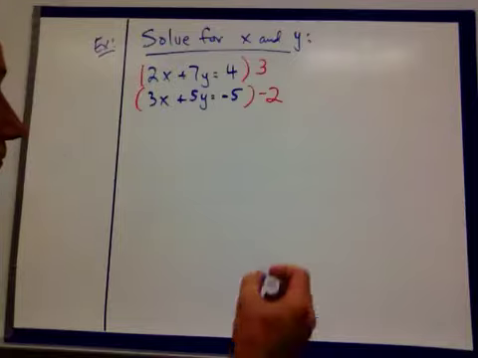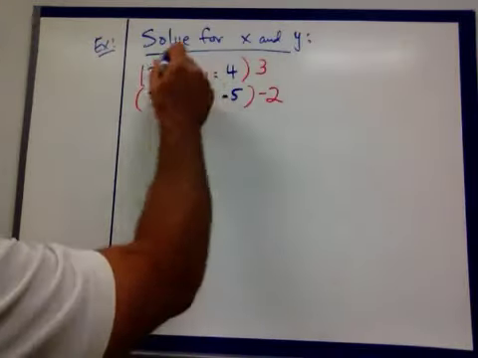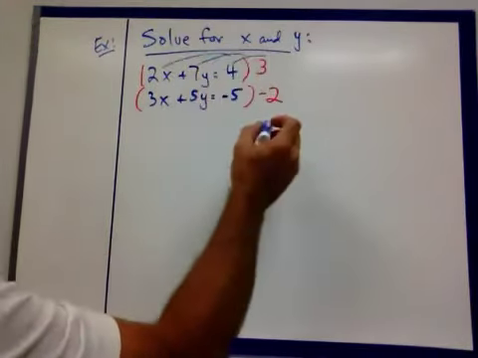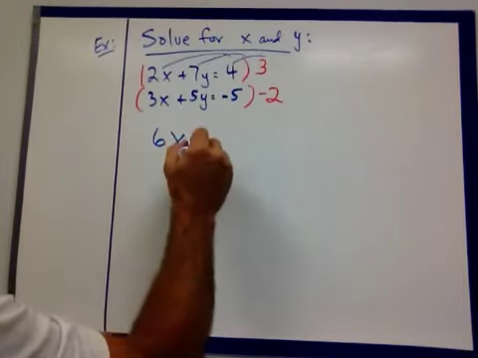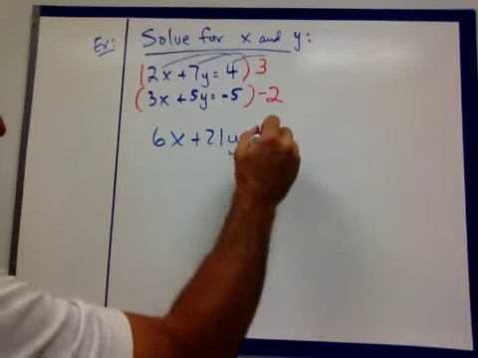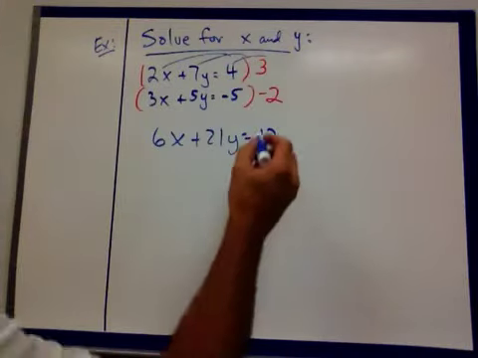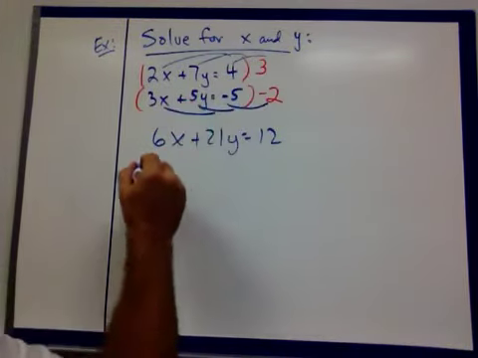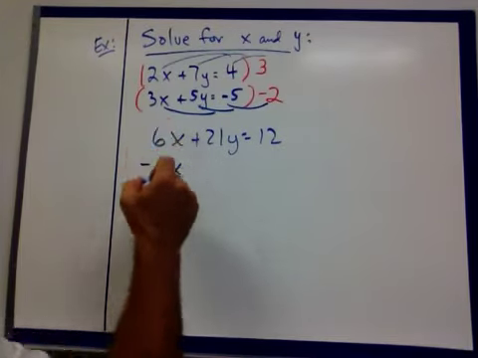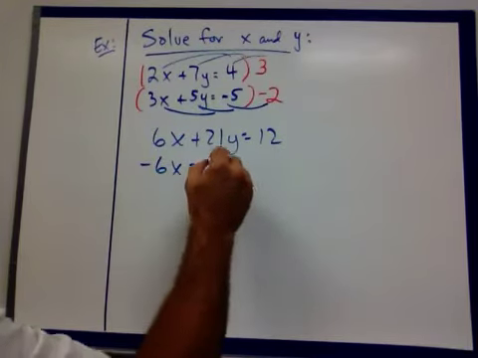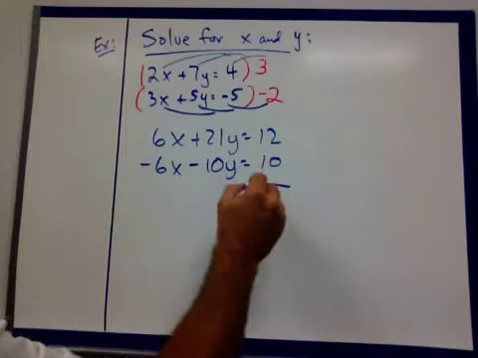Well, I come down here, and when I distribute all the way across, I'm going to get 6x plus 21y equals 12. Same equation as up there, it just looks different, same values. Negative 2 times all of these, I get negative 6x. You can see what I just did right there. Minus 10y equals positive 10.